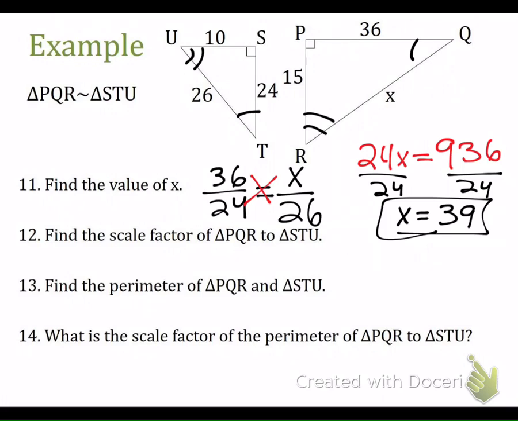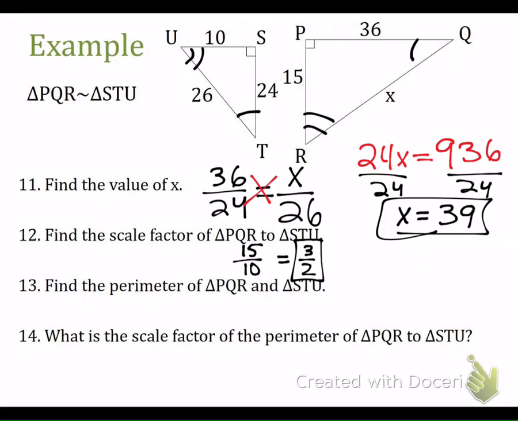Okay, and 15 corresponds with which one? 10. All right, reduce that. That'll be your scale factor. 3 over 2. Now, check it out. This one is also 3 over 2. Once we found this guy, if you plug it back in, this one also reduces to 3 over 2. That's not a coincidence. All the ratios should reduce to the scale factor.